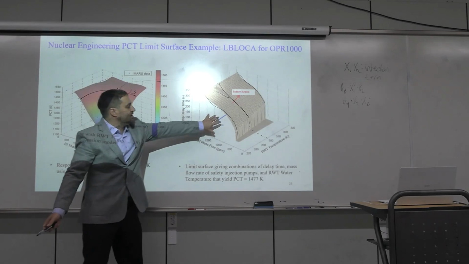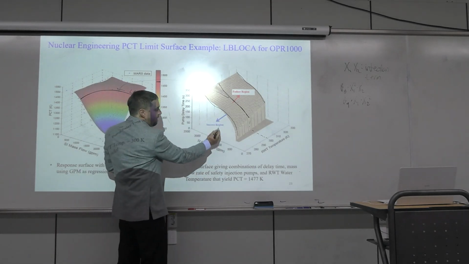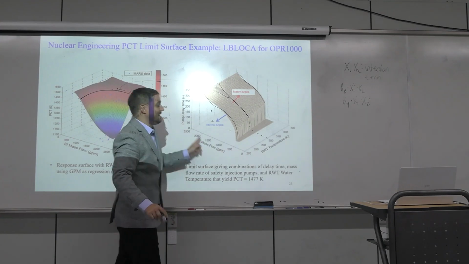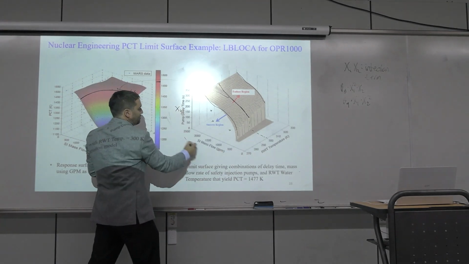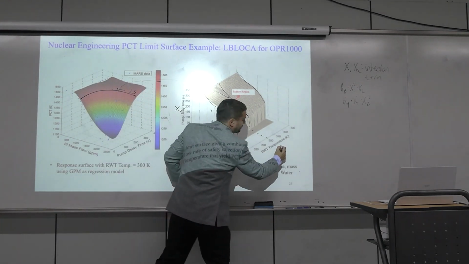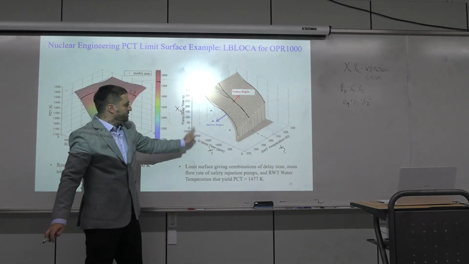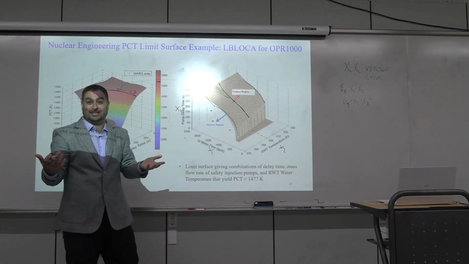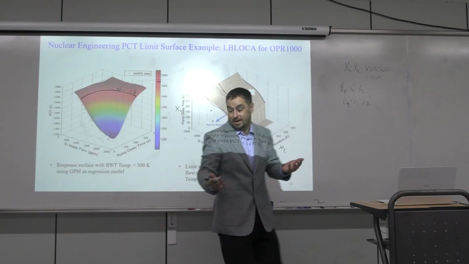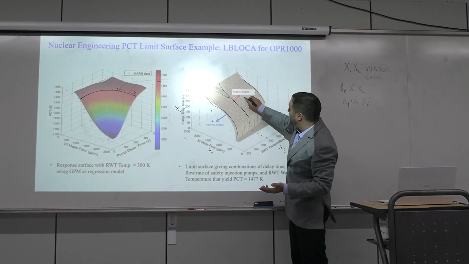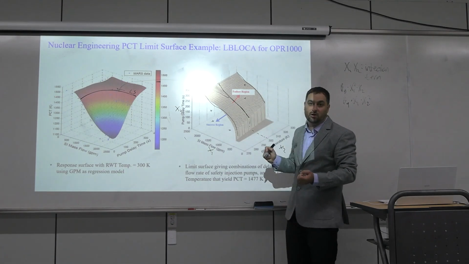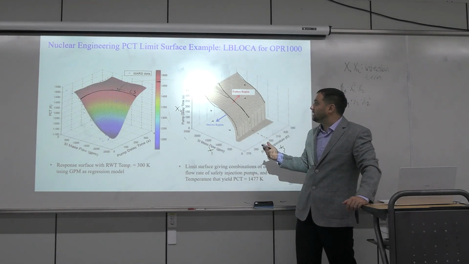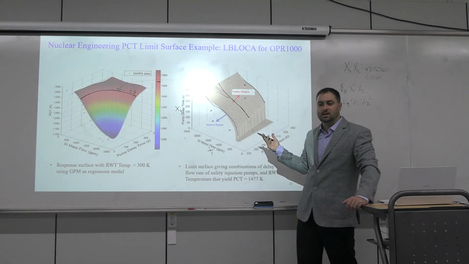So now any combination of these 3, x3, x1, x2, that's below this surface is a success. The nuclear power plant did not melt down. Anything above the curve is the failure region, so there's going to be a meltdown. And so here, that's the limit surface concept.